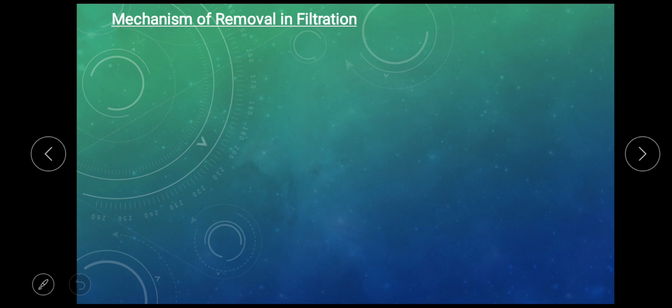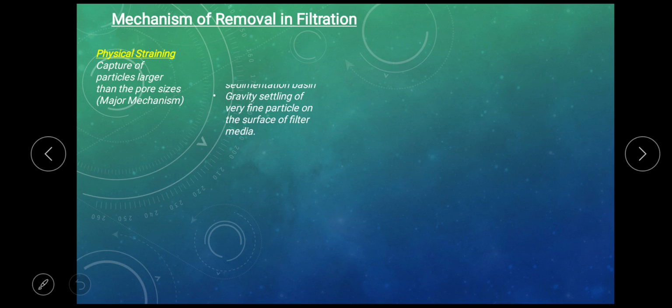Main mechanism. Let's discuss the mechanism of filtration in detail. The first one is physical straining, which means when the size of the particle is more than the size of the pores present in the sand, it will not penetrate the sand layer. It will be arrested onto the upper surface of the sand. This phenomenon is called physical straining.